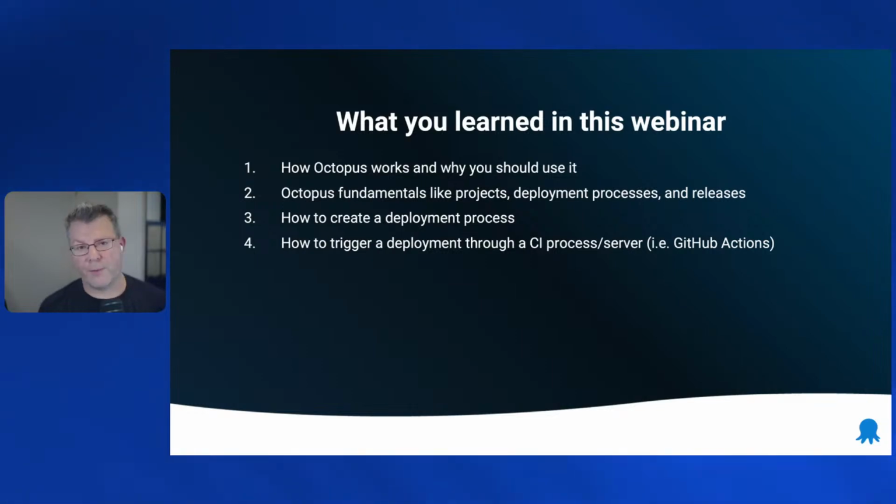You saw some of the primitives or fundamentals of Octopus. So I mentioned things like projects, deployment processes, releases, etc. These are terms that you'll come to know as you kick the tires yourself of Octopus. We talked about how to create a deployment process from scratch, and you saw some examples of how deployment processes look, and then how to trigger that deployment process through an automated process hosted either in GitHub or other scenarios.